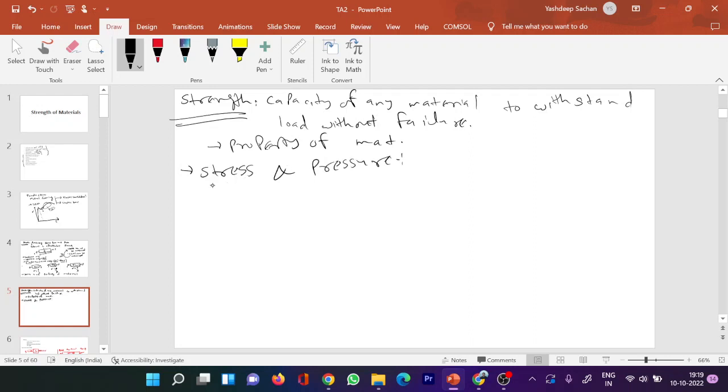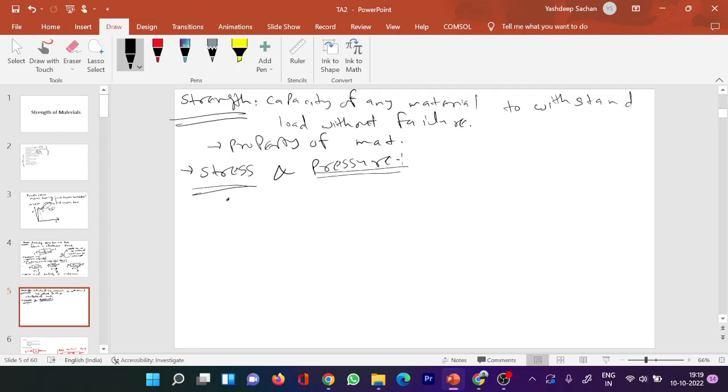Because stress is force per unit area, and pressure is also force per unit area, acting in all directions perpendicular to the surface, right? Yes, sir. So what is the difference between these? Can anyone tell? Pressure is normal to the surface, and stress will be in the plane.